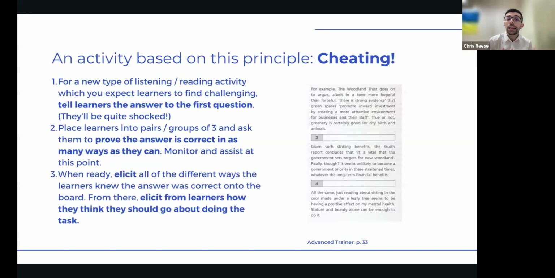When the students are ready, elicit all the different ways the learners knew the answer was correct onto the board. From there, you have a checklist, or depending on how things go, a series of steps where you can elicit from learners how they think they should go about doing the task. We've got the students engaged, paying attention, and we've brought them along the process with us. Now they know what to do, they know how to do it. Now that they've done that, we turn them loose onto the activity.